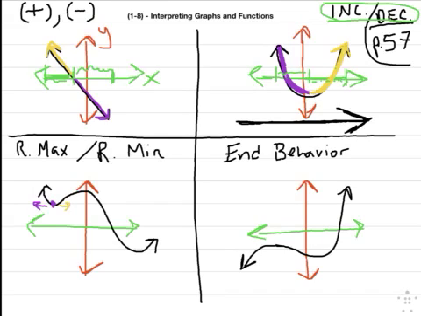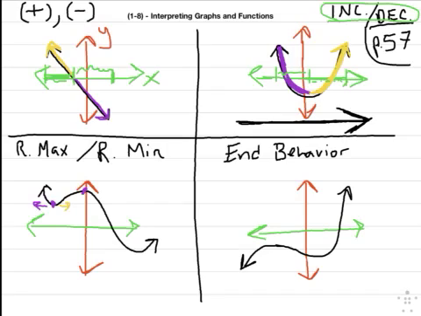So that's the definition behind relative min, relative max. It's increasing on one side, decreasing on the other. Then that's what we get there. So that would be a relative minimum there. It's a relative minimum because the end of the bowl is facing downward.